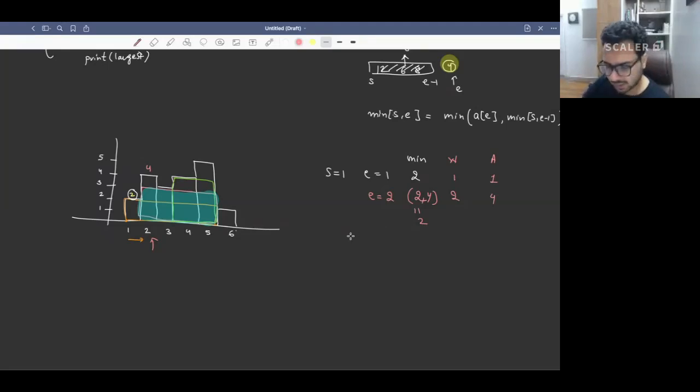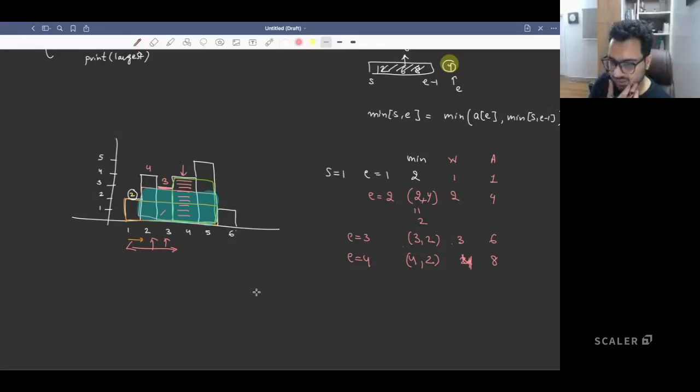Fine. I say my end is going to be 3. I go to this element. What is the height? It is 3. So minimum is 3 comma 2 ka minimum, which is still 2. So 2 into 3, which is 6. End is 4. So I go to this element. The current height, array of I, is 4. So I take minimum of 4 and the previous minimum. What is the minimum of this range? 2. So the minimum is still 2. Height is 4, width is 4, minimum is 2. So this area is 8.